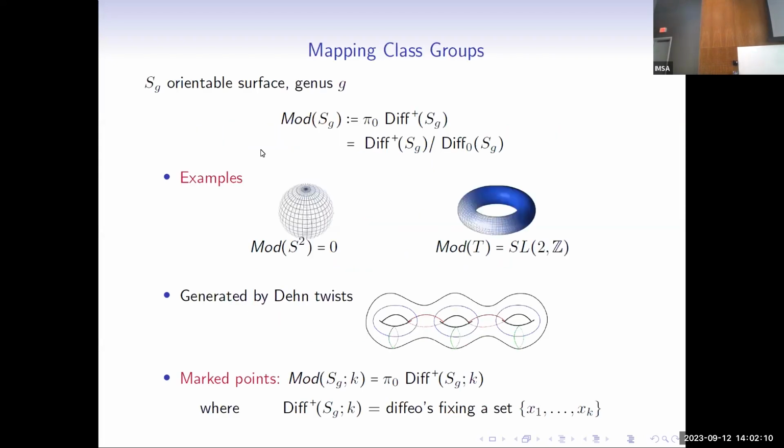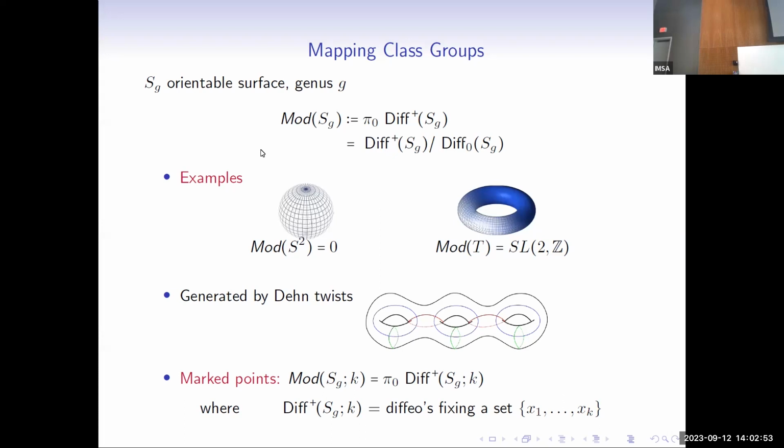So let me start by recalling the classical mapping class groups. You have a surface, say compact, orientable, of genus g. Then the mapping class group is the set of path components of the group of orientation preserving diffeomorphisms. This can be thought of as a quotient of the orientation preserving diffeomorphisms by the component of the identity, Diff_0.